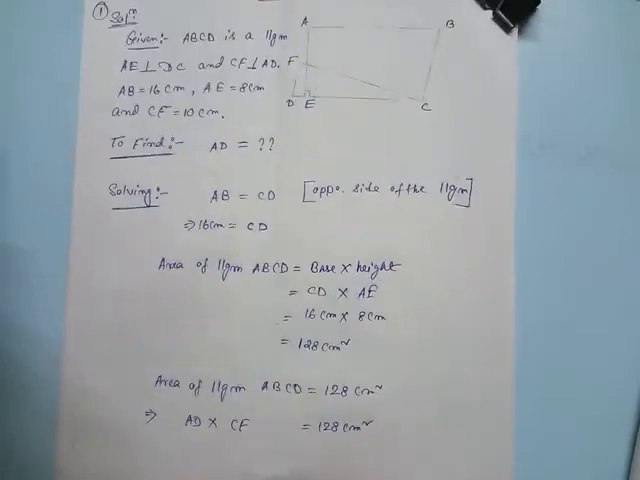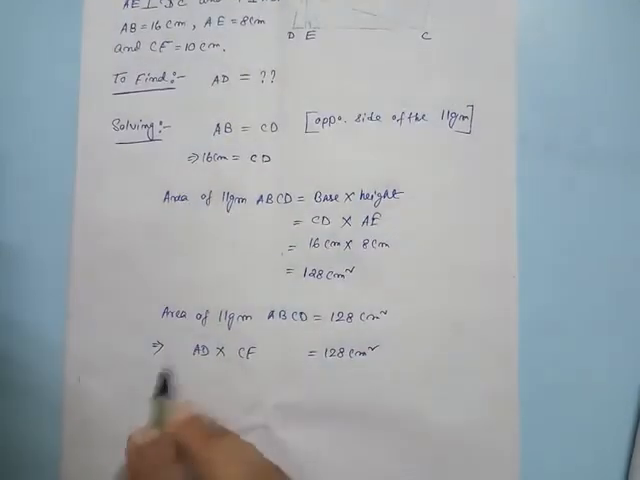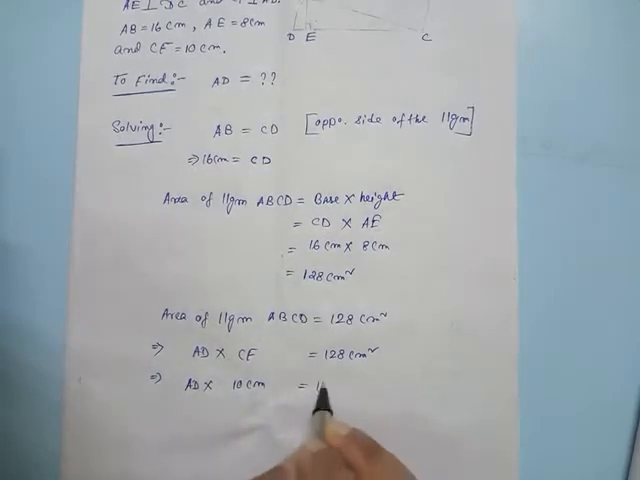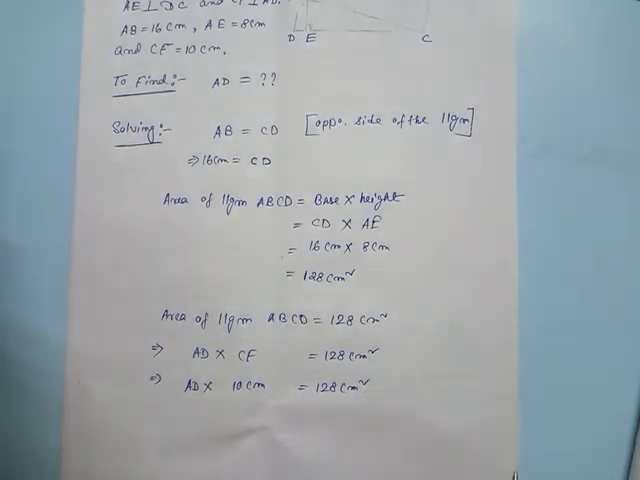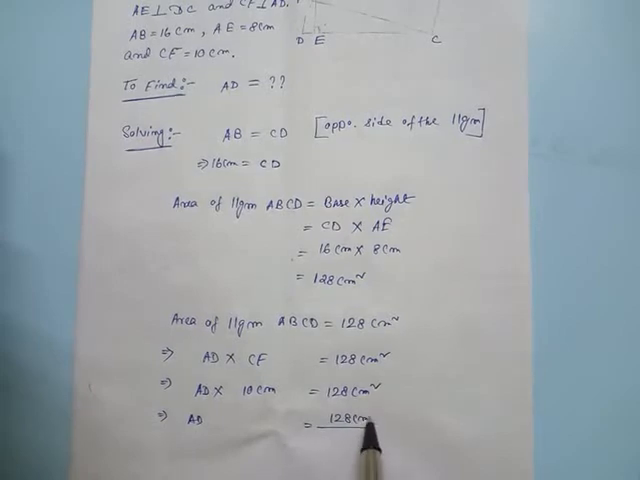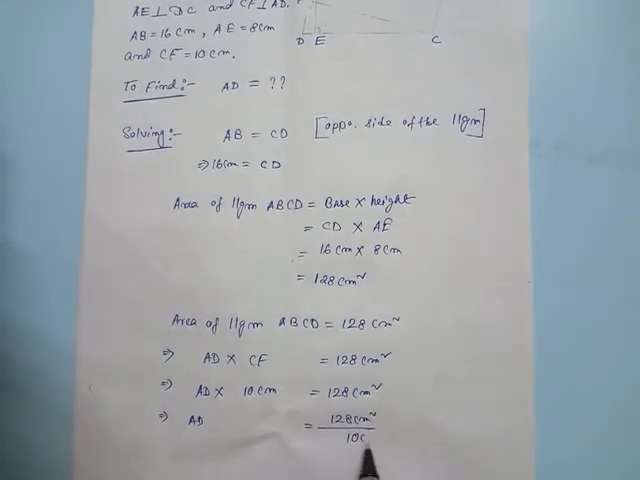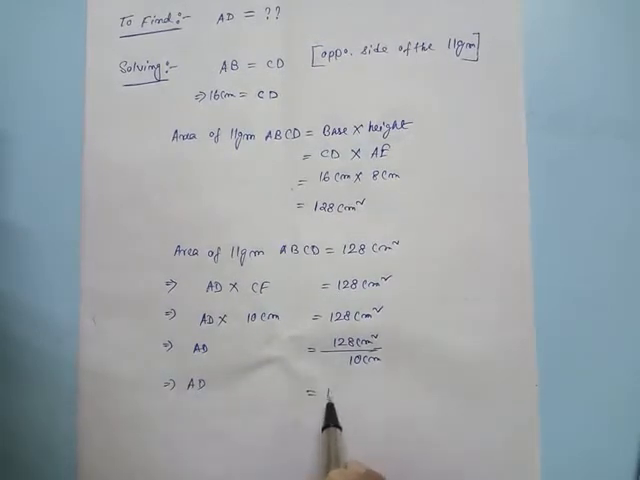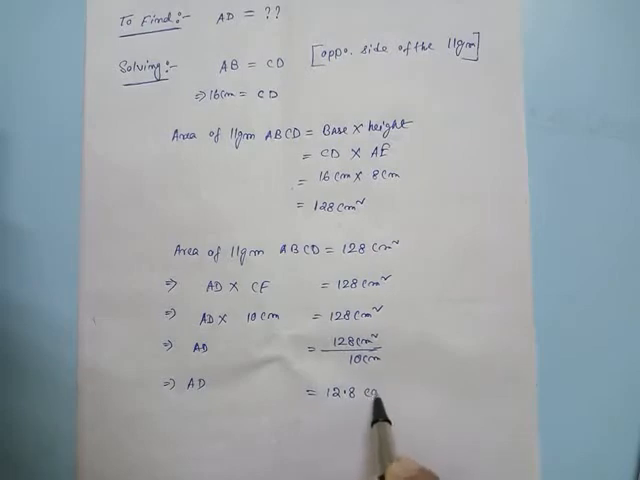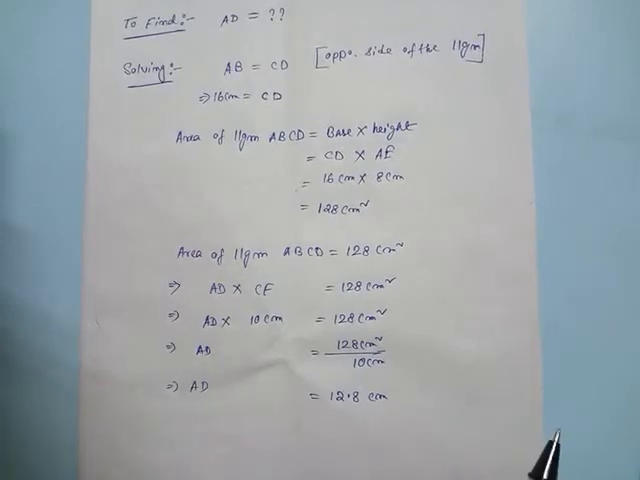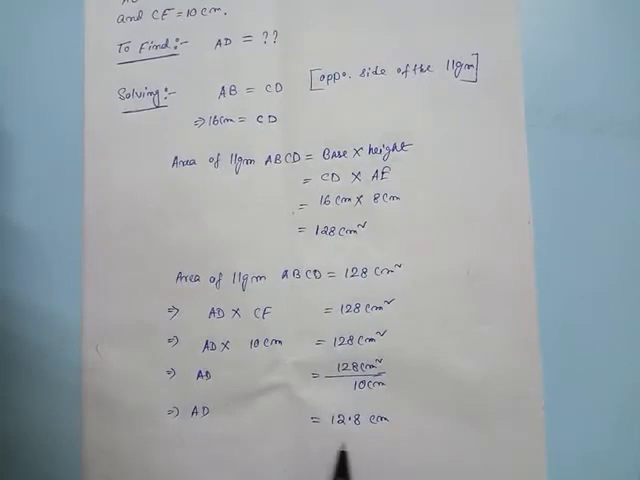Now what is the value of CF here? 10. So just write here AD will remain the same and the value of CF would be 10. Here it is 128 cm square. Just after that, AD equal to 128 cm square by 10 cm. Now the next part is AD equal to 12.8 cm. This is the length of AD. So our solution is now complete. The length of AD is 12.8 centimeter.